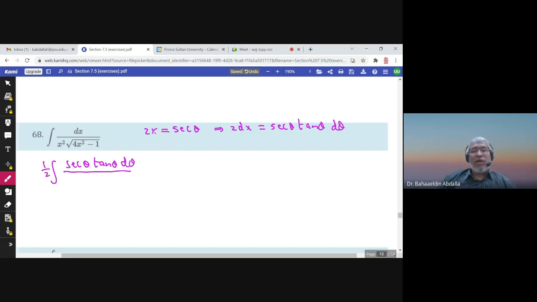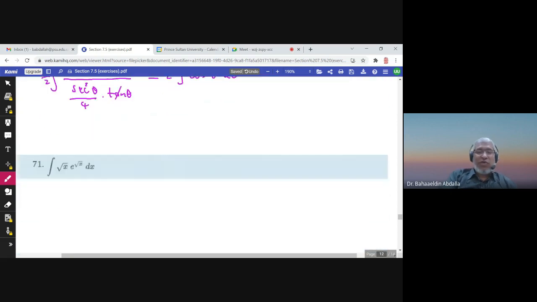And x squared is secant squared theta over 4, and square root of 4x squared minus 1 would be square root of secant squared minus 1, tan squared, that's tan times tan. So tan cancels with tan, 4 will go up, this would be 2, 4 over 2, and secant will cancel with secant squared. I'll have 1 over secant, which is just cosine, and then it's easy to continue.